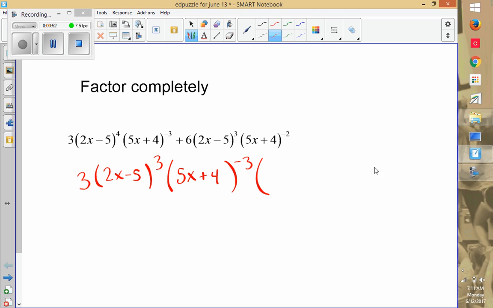Now we figure out what's left over. 3 is taken out. We have an extra 2x minus 5. We have a 2 left over from the 6 divided by 3. And we have 1 extra 5x plus 4. What's the next step?